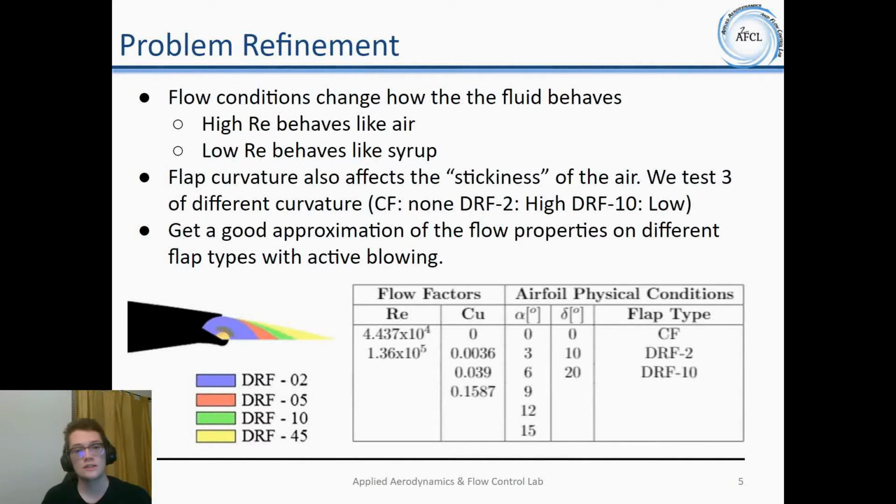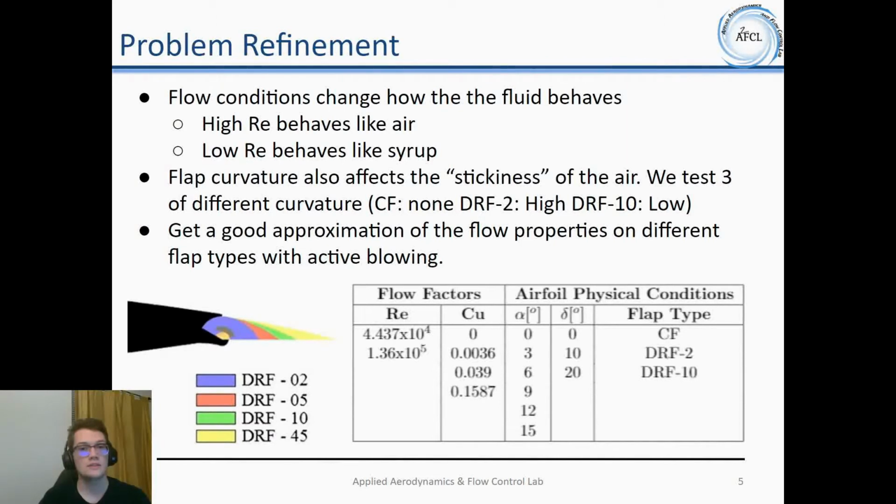Flap curvature also dictates how long the flow will stick to the entire flap, because if it is more aggressive, it will separate quicker. So we test three different types of curvatures: a conventional flap, CF, which has no curvature, a DRF2 flap, which has high curvature, and a DRF10 flap, which has low curvature.